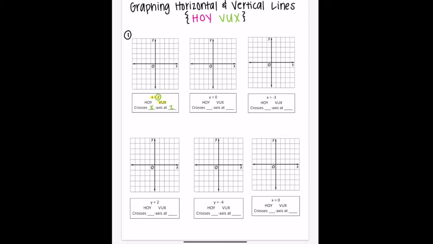2. So it's going to cross the x-axis, so remember your x-axis goes from left to right, so you're going to go right to 2, and this is a vertical line. So it's going to go up and down through the point 2, 0.